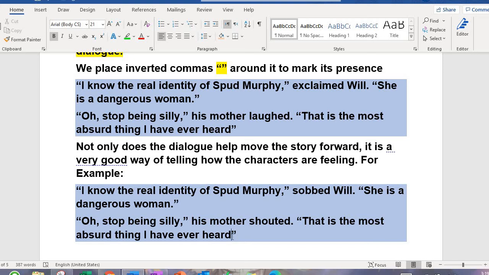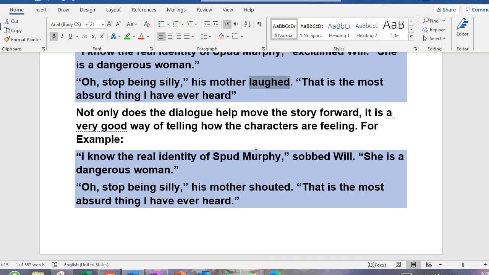So you can see that just by changing one word in a sentence, you can change the entire mood of the story. First, it felt like Will was being over dramatic and his mother was taking it all as a joke and she laughed about it. But in the second example, you can see that Will is in distress. He is crying and his mother is angry because she shouted. So you can see that just by changing one word in the entire dialogue, you can change the mood of the entire story.